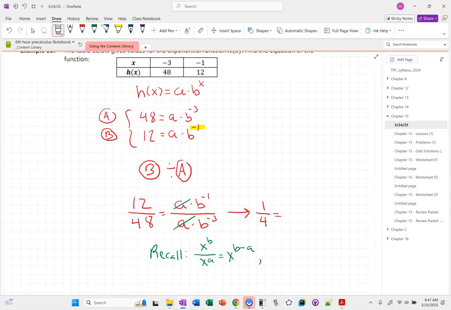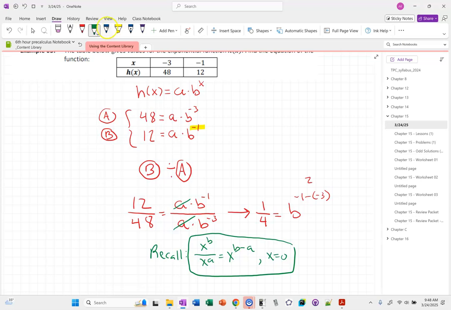So we had this property of exponents, that to divide two exponential numbers that have the same base, I can subtract their exponents. Remember, it's always numerator minus denominator. What does -1 minus a -3 give us? 2.